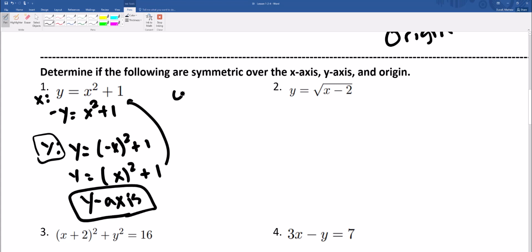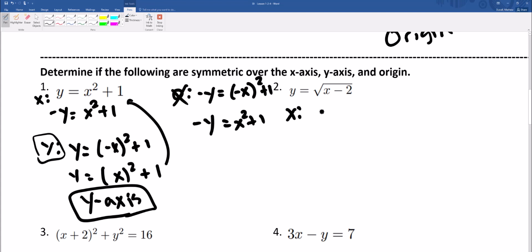Let's see about the origin. If I plug in a negative for both, those are not the same, so it's not symmetric over the origin. So it's only symmetric over the y-axis. Let's do the same thing for number 2. So symmetric over the x, plug in a negative for y. Not the same. See if it's symmetric over the y.